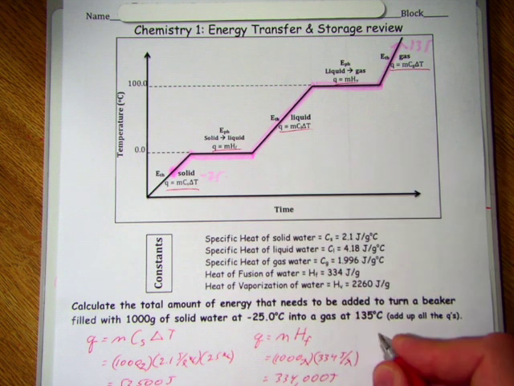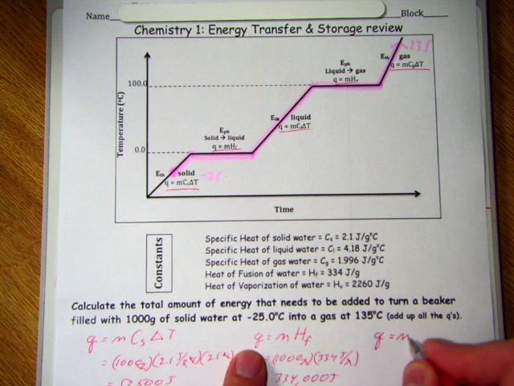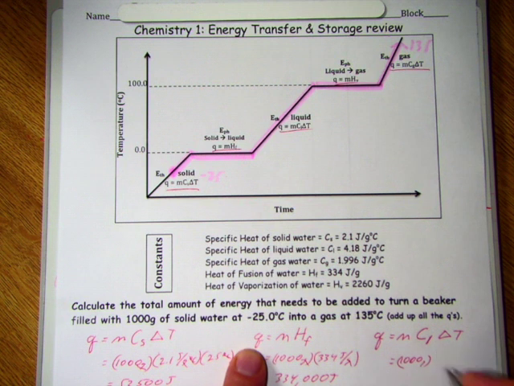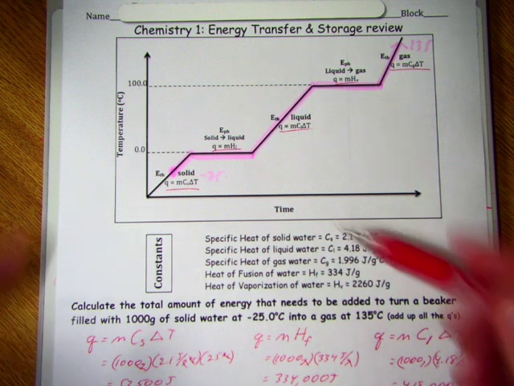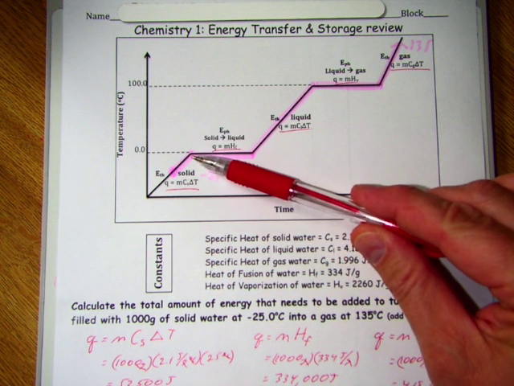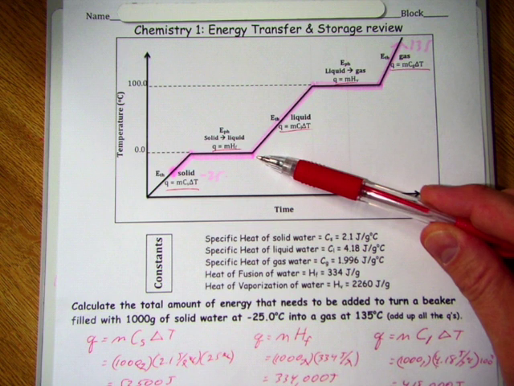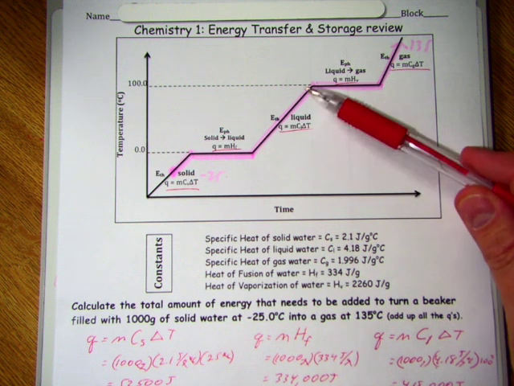now we'll do the equation for raising the temperature of the liquid. Same equation, Q is mass times the constant, in this case the liquid heat capacity, times the temperature change. Still 1,000 grams. The specific heat of the liquid is 4.18 for water, joules per gram degree Celsius. And then delta T goes from 0 to 100, so that's 100 degrees Celsius. So 4.18 times 100 is 418, times 1,000 is 418,000 joules. So 52,500 to heat the solid, 334,000 to melt it completely to a liquid, 418,000 to raise it 100 degrees to the boiling point.